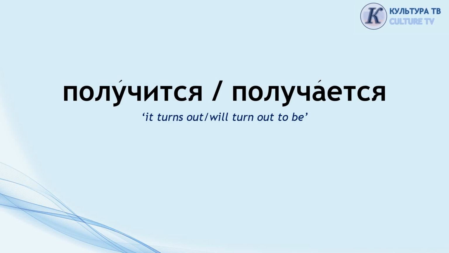We'll talk about получится and its imperfective equivalent получается in much more detail in later videos, but for now you can think of this as it will become or it will turn out to be.